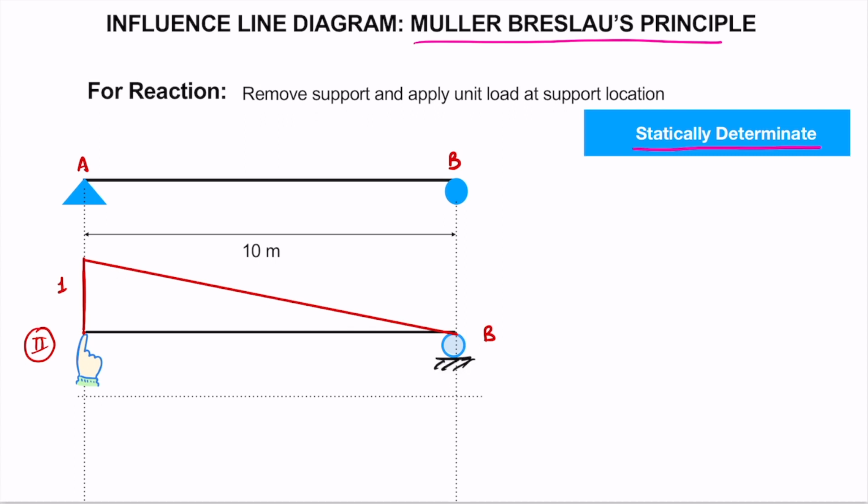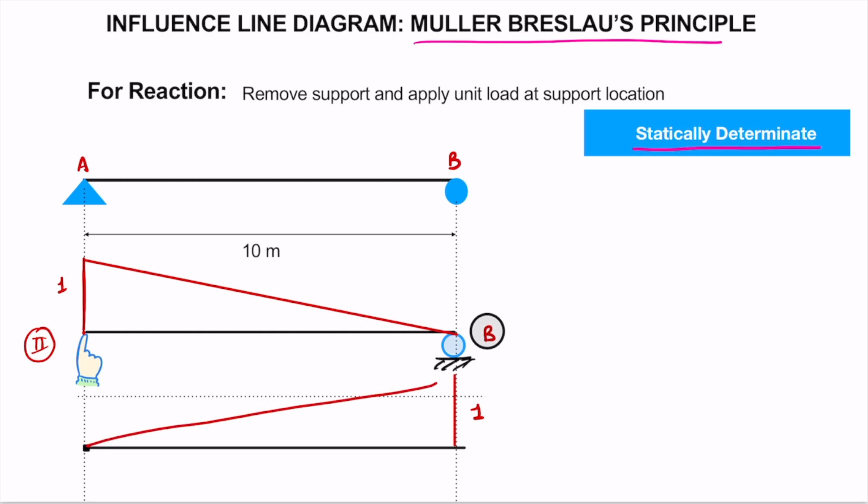Similarly, if we need to draw the ILD for support reaction at B, we will follow the similar steps. The first step will be to remove the vertical restraint at support B. So we have removed the vertical restraint at support B. Support A is still restrained. The second step is to push or displace point B by unit amount. So we have displaced it by unit amount. Whatever deflected shape of the beam we get will be the ILD for support reaction at B. So we will get the deflected shape like this. So this is the ILD for support reaction B.